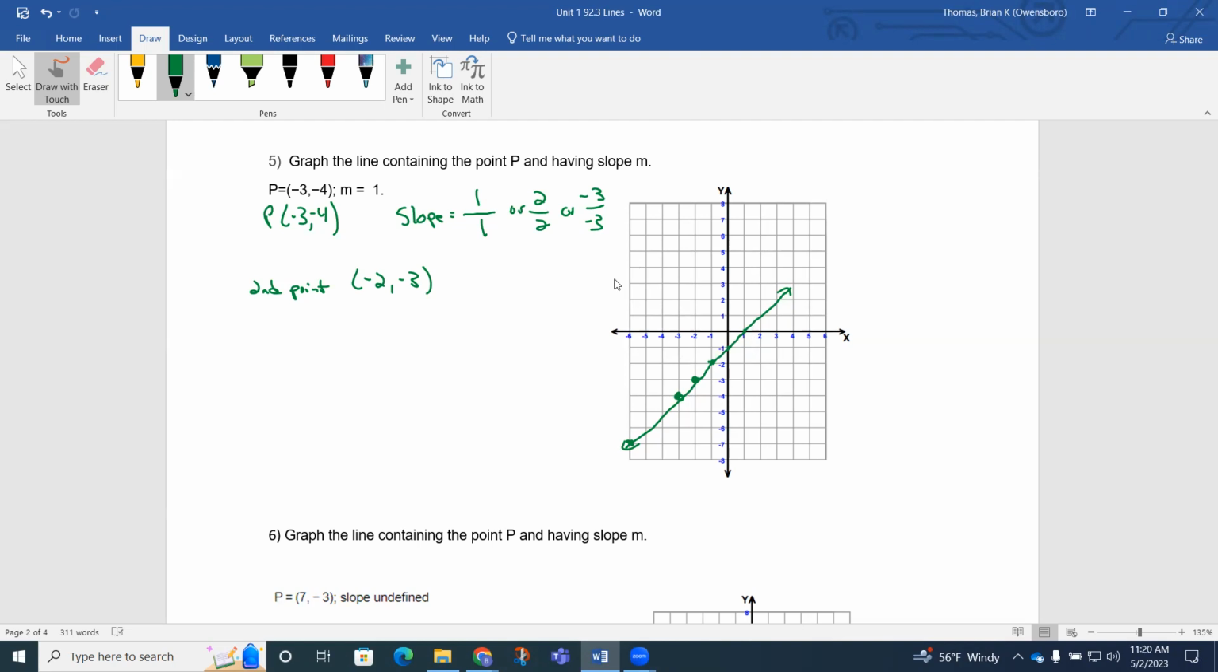So that's all we have to do to graph the line. So plot the point, and then to use the slope, it's got to be a ratio. So 1/1 is the best ratio. And then you can kind of pick up on your rise and your run from there.